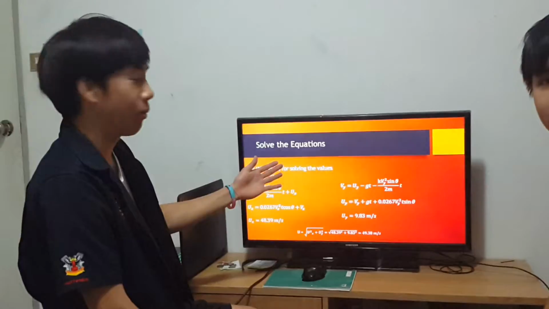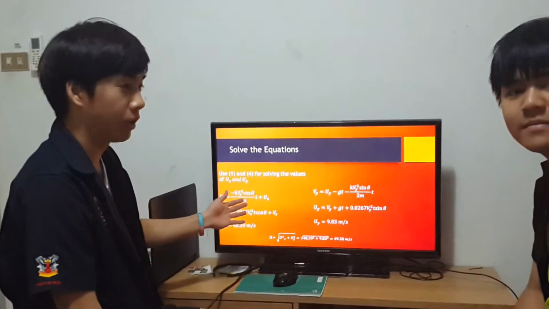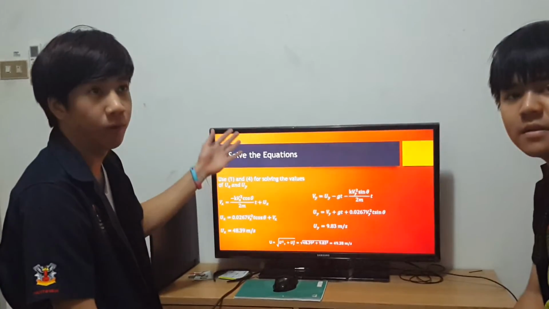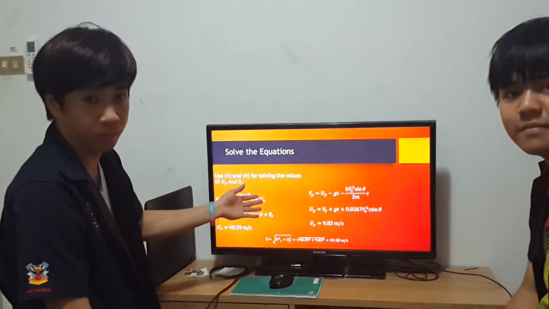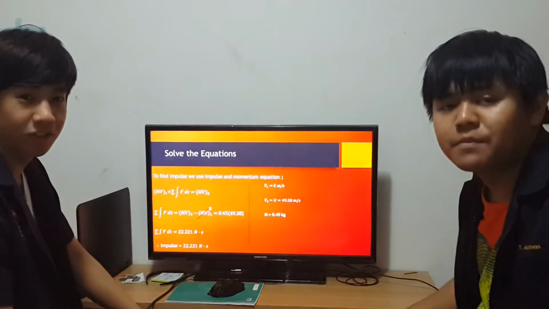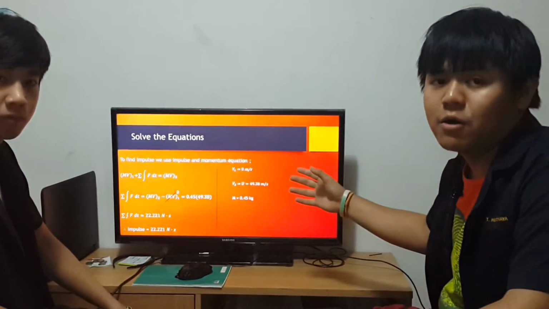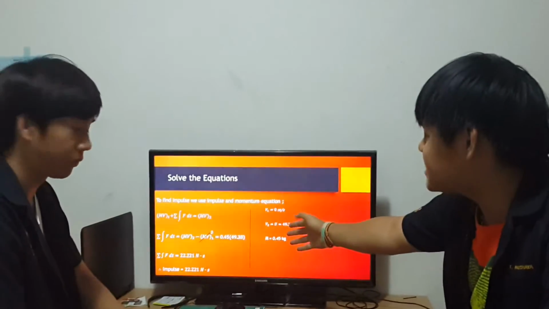In this slide, we use the velocity to calculate the initial velocity. After we find the initial velocity, we use it to find the impulse as shown on the slide.